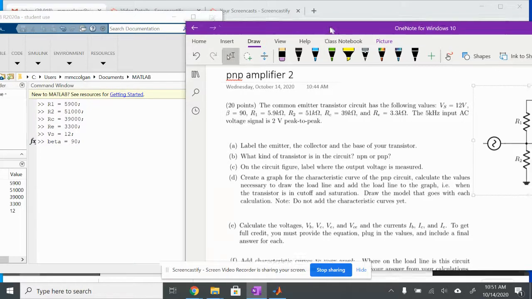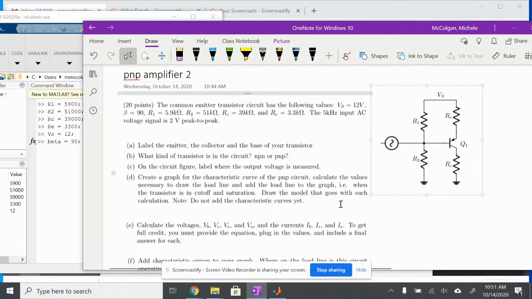All right, so we'll go back here. We know we have a PNP transistor. When we have a resistor network like we have here, we are going to be able to calculate the voltage at the base right here. We can use our voltage divider equation: V of the signal times the resistor value for R2, divided by the combination of the resistors, and that'll give us our base.